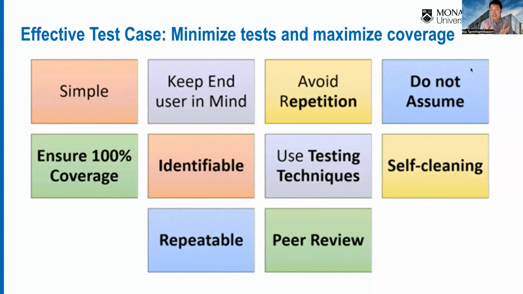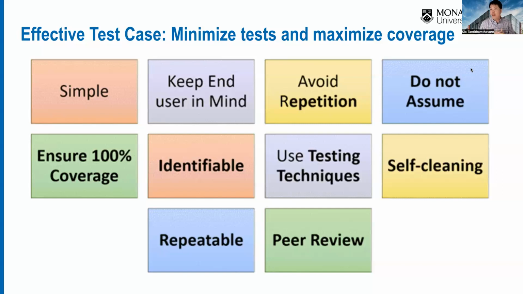So these are the key principles. It should be simple. The test case should be simple, understandable by itself. If we want to test the username and the password, the username should be simple, like clear, right? Keep the user in mind as well. We need to put ourselves in the user's shoes, and then we understand that we should test the program from the user perspective, not the developer's perspective, okay?